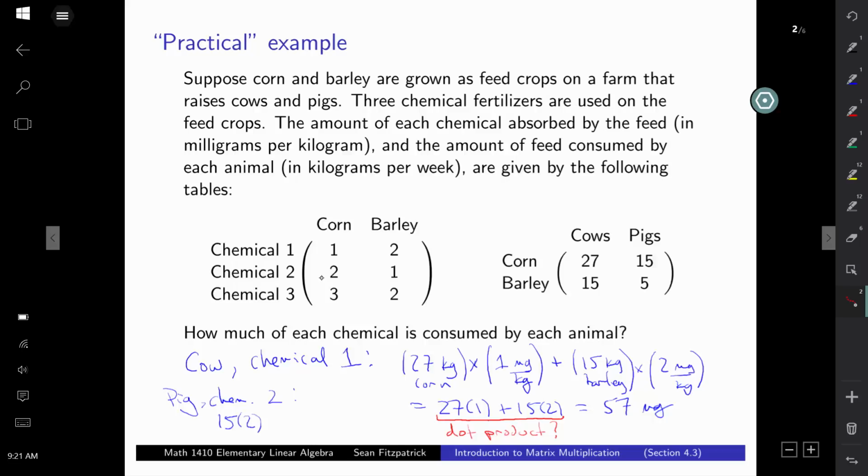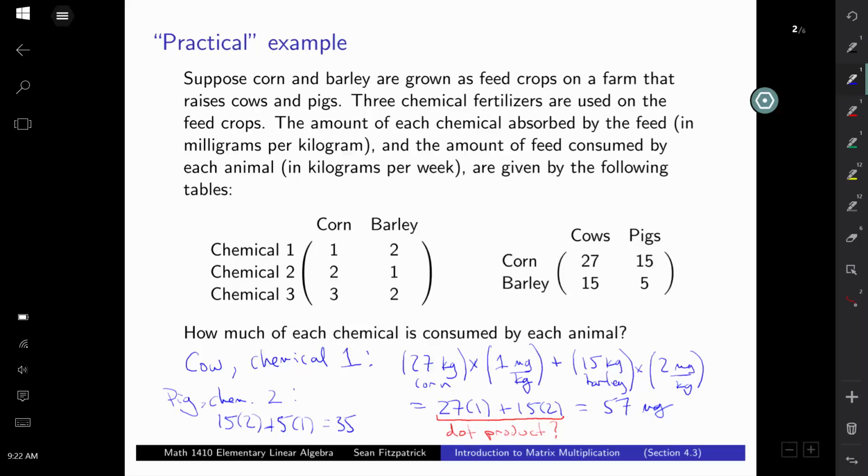And then I would do, so the pig is eating 5 kilograms of barley, and in each kilogram of barley there is 1 milligram of chemical 2. So I would do 5 times 1, and so I would get 30 plus 5, I would get 35 milligrams. And again, we get this sort of dot product, right?